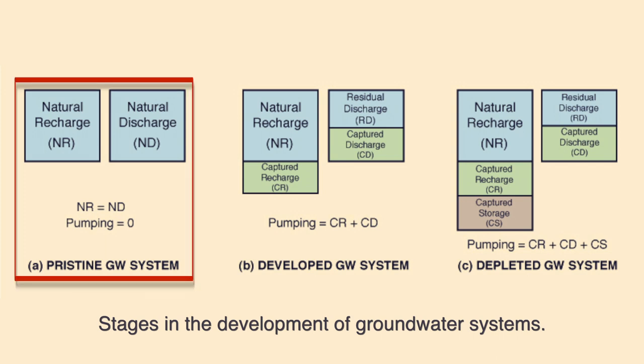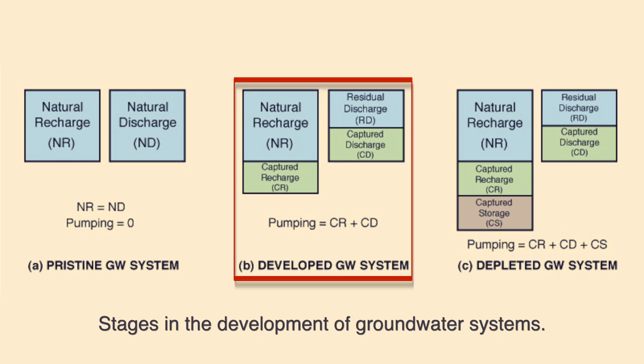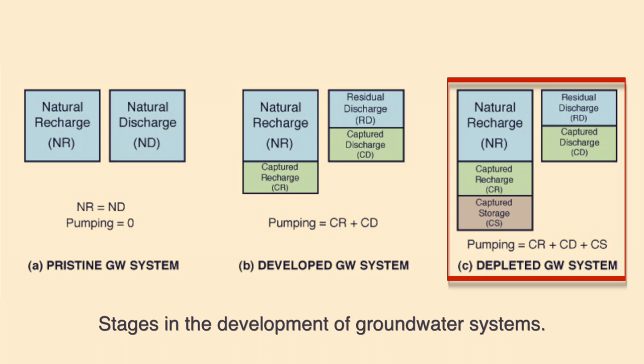A, a pristine system with pumping equal to zero, that is, no pumping, where natural discharge equals natural recharge. B, a developed system, typically in equilibrium state, where pumping equals captured recharge plus captured discharge. And C, a depleted system, typically in non-equilibrium state, where pumping equals increasing amounts of captured recharge plus captured discharge plus captured storage.